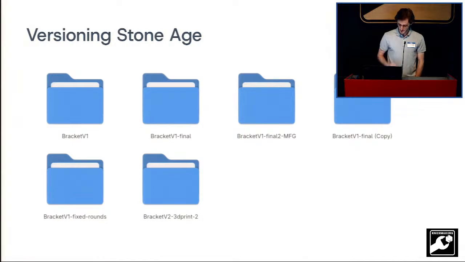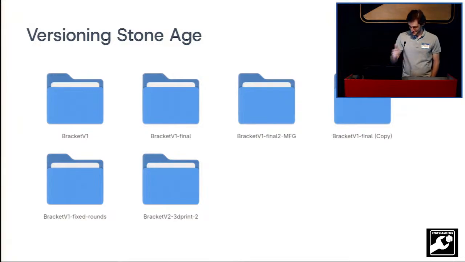So this is what I call the versioning Stone Age. Everybody has done this at some point. You create typically backups, different copies of stuff. You call it V1. And you're going to have a V1-final because certainly that's going to be the final one. You have a final 2 that maybe is manufactured, MFG, right? And then you would have a final-copy. Why that is a copy, why that's there, you don't know, but it's there, so it must be important, right? And so on and so forth.